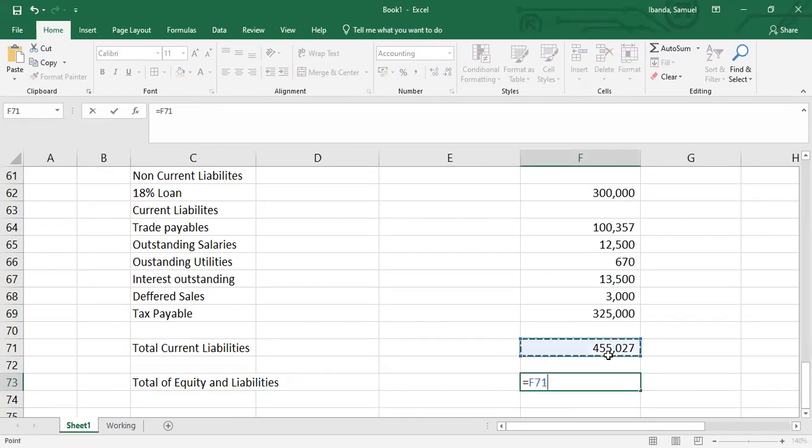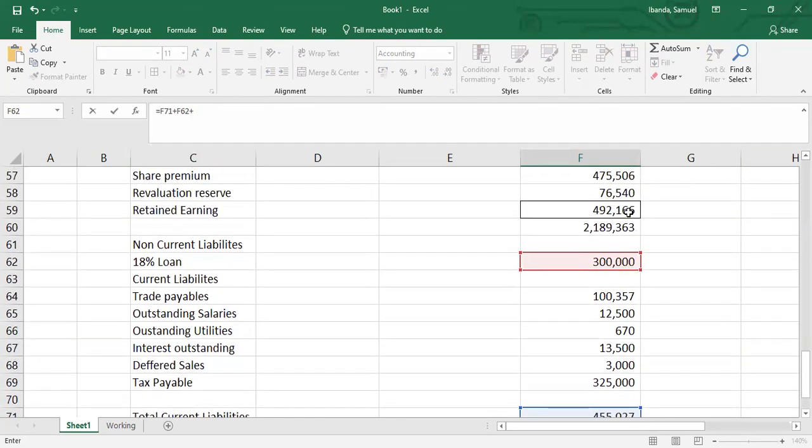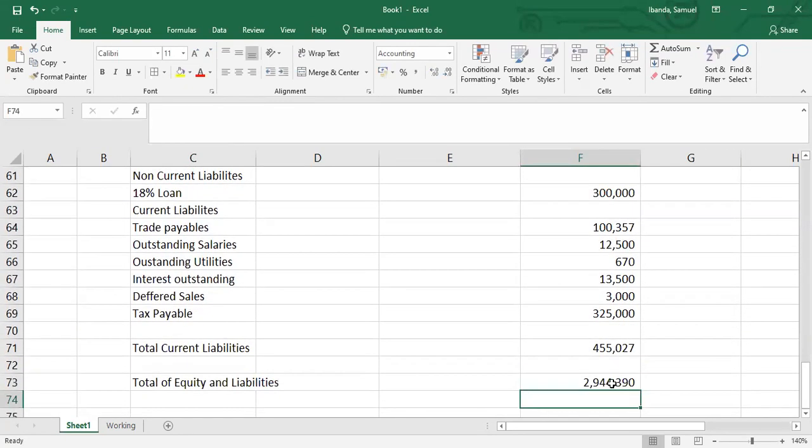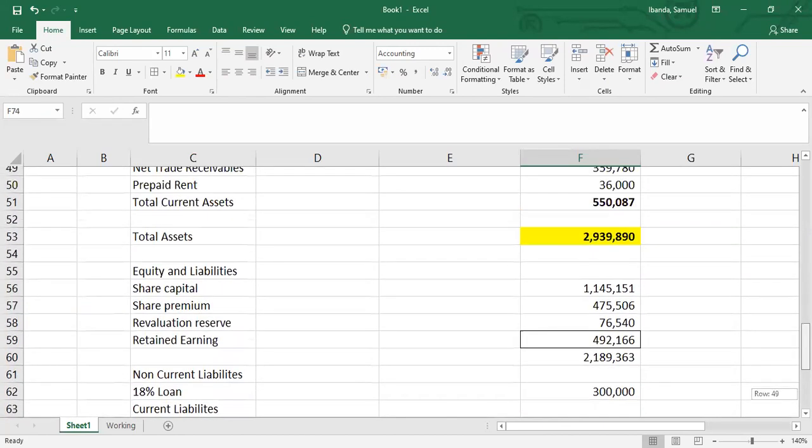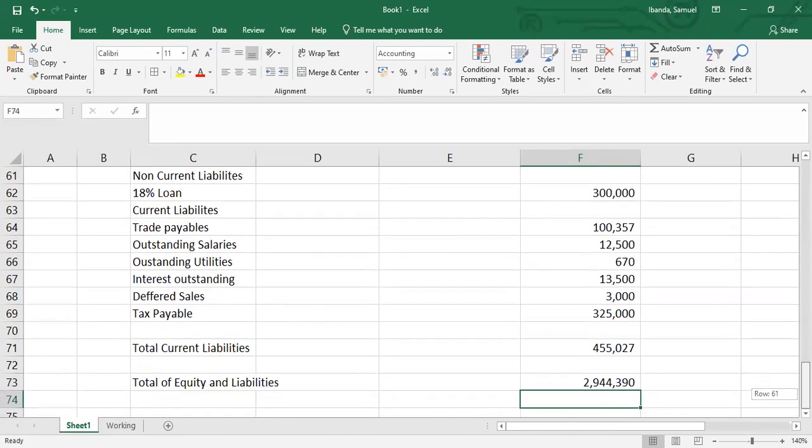So this one, I'll add this plus this plus this, which gives me 2,944,390. So this gives me 2,944,390. Okay, so ours is just to confirm that we have written the right figures.